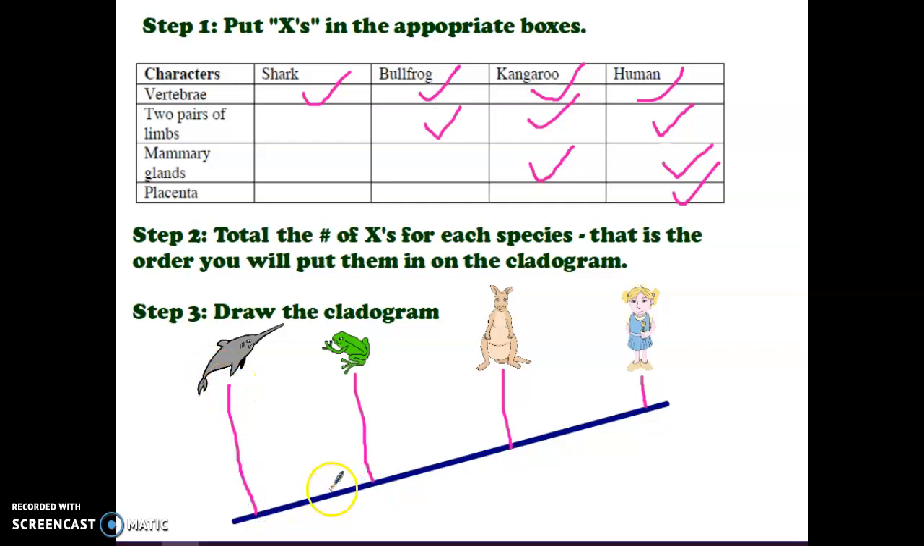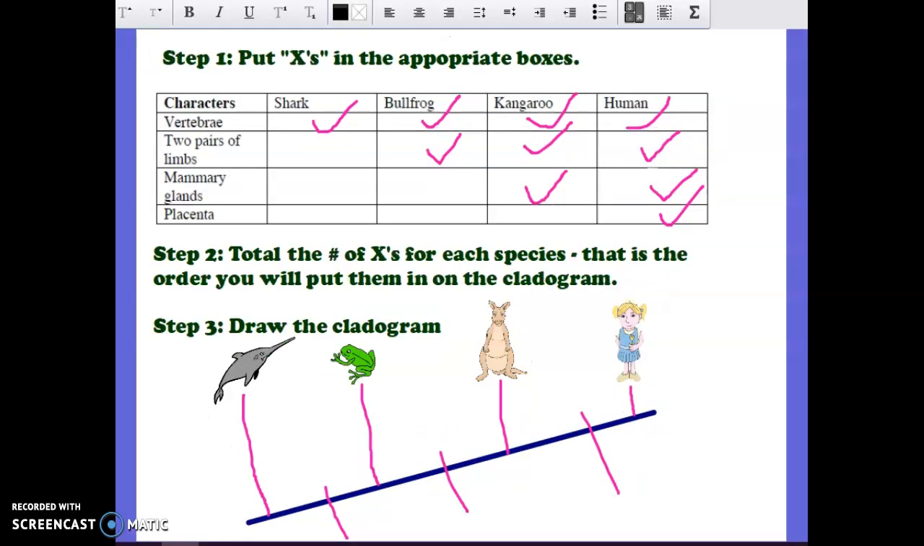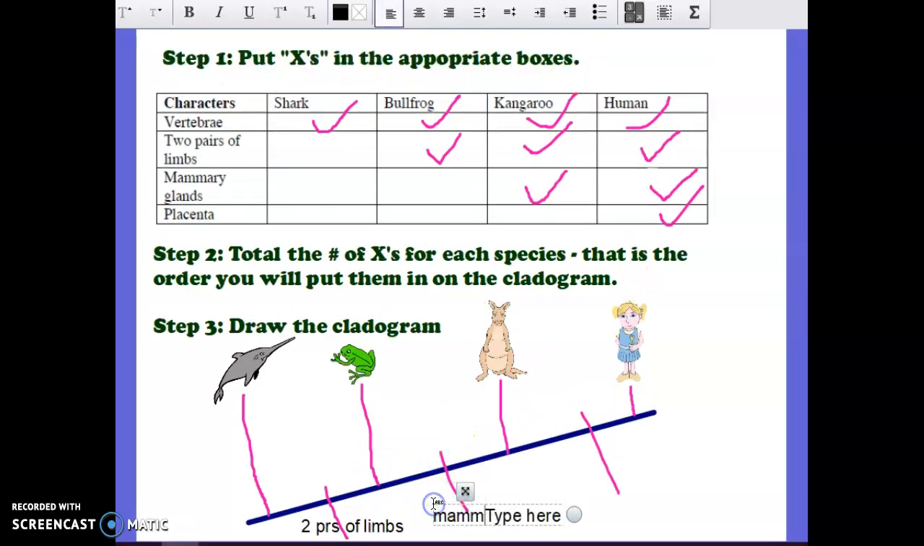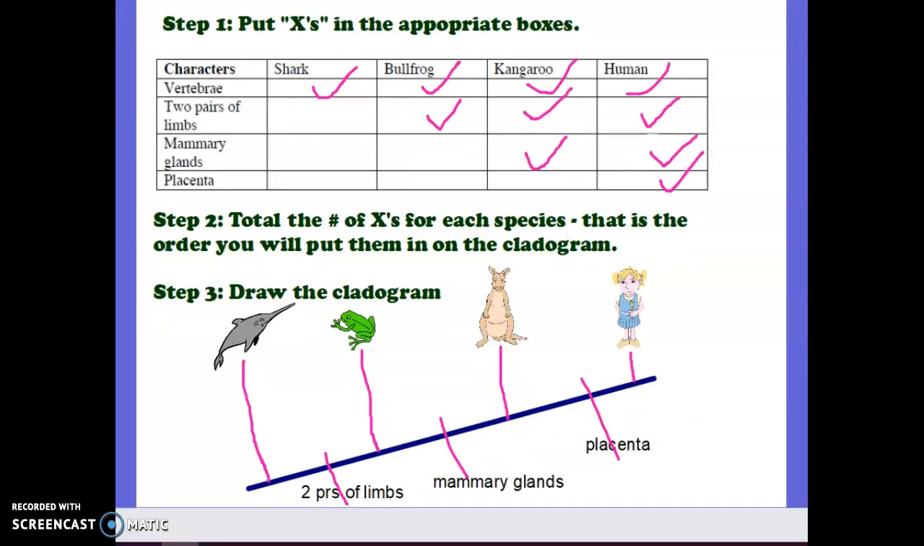And then you need something that separates each group in between here. So what separated the shark and the frog? Well, that would be 2 pairs of limbs. So we'll put that here. Then what separates the frog and the kangaroo is mammary glands. So I'll put that here. And then what separates the kangaroo and the human would be the placenta. Okay, so there's your cladogram.